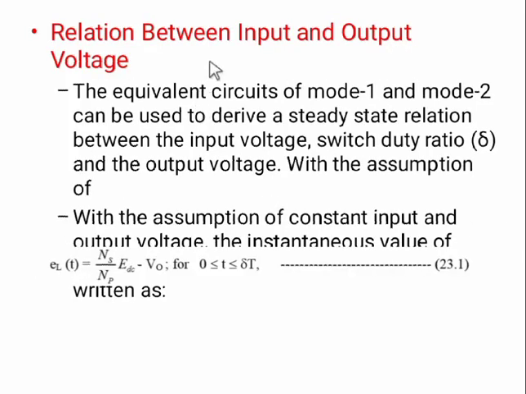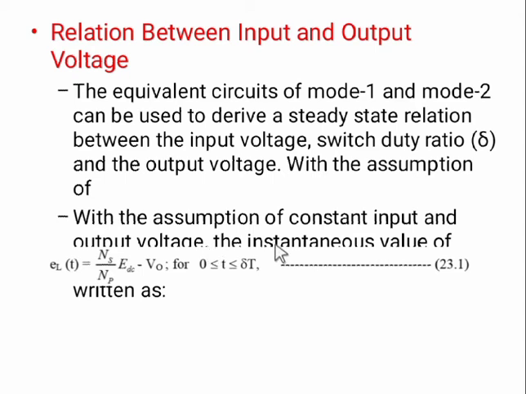So now the relation between the input and output voltage. The equivalent circuit of mode 1 and mode 2 can be used to derive the steady state relation between the input voltage and the duty ratio delta, with the assumption of constant input and output voltage. So in this derivation we assume that the input voltage is constant and the output voltage is also constant.